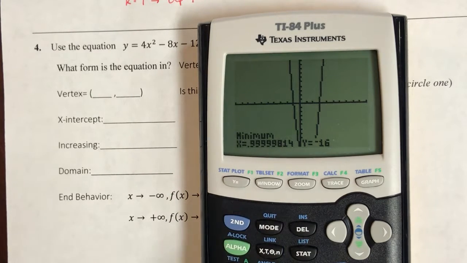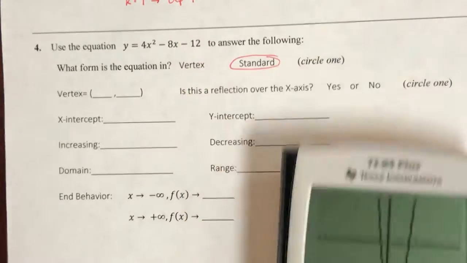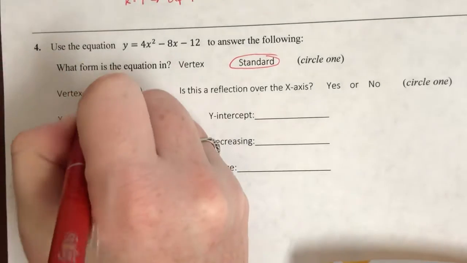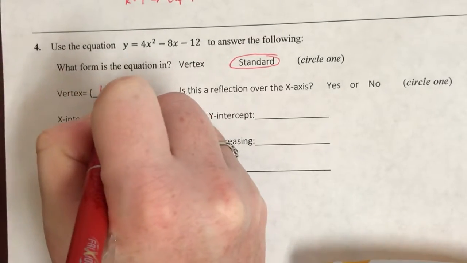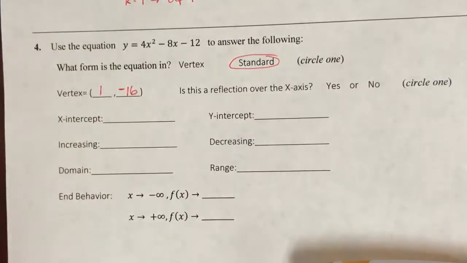So my minimum value is going to be, the calculator says 0.999. We're going to round that to 1. And the y value is -16. So our vertex is at (1, -16).